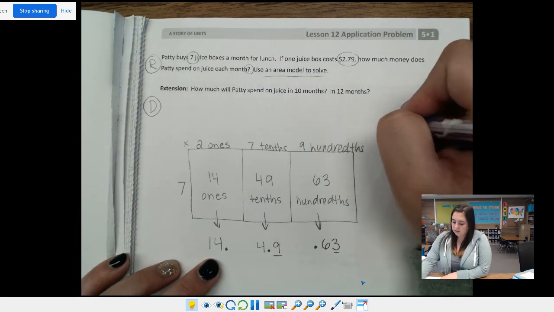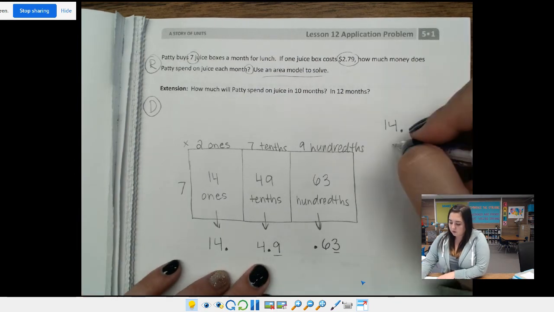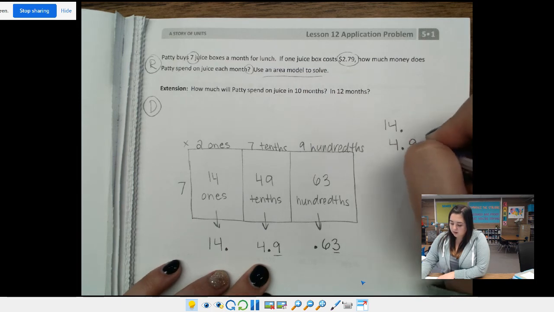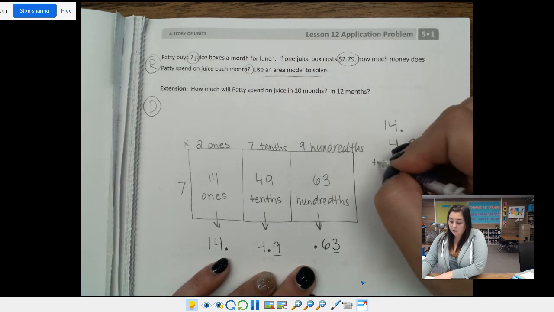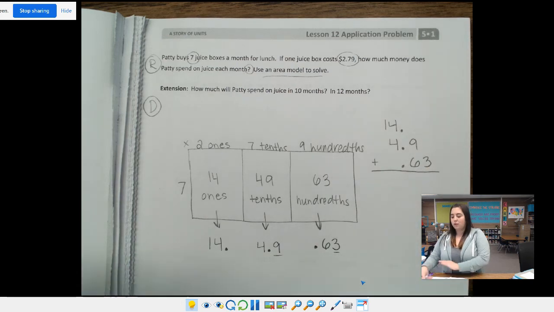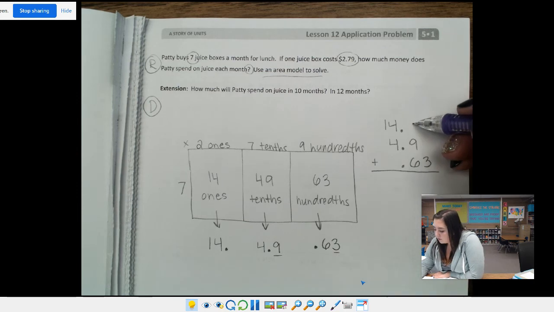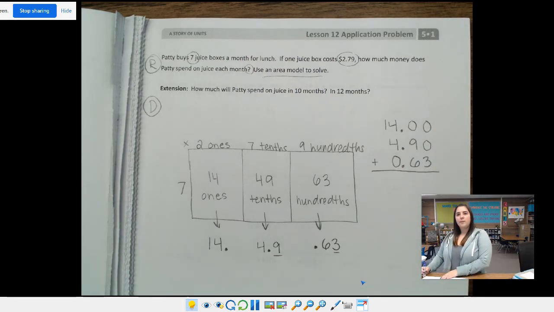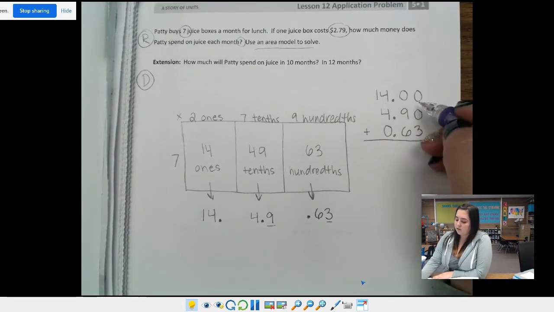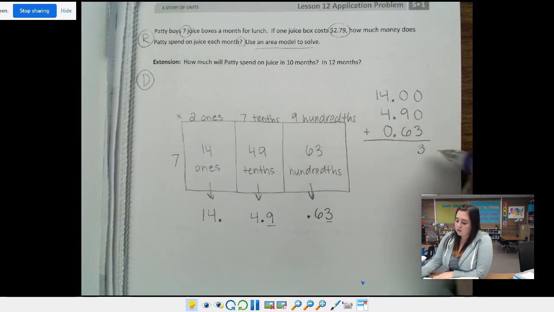So I have 14, 4.9, and 0.63. I find it very difficult to add these with all these missing spaces. So there's no number, I fill in a 0 so that it's easy to see where my columns are. Now let's add. 0 plus 0 plus 3 is 3. 0 plus 9 plus 6 is 15. My 1 gets carried to the ones column.